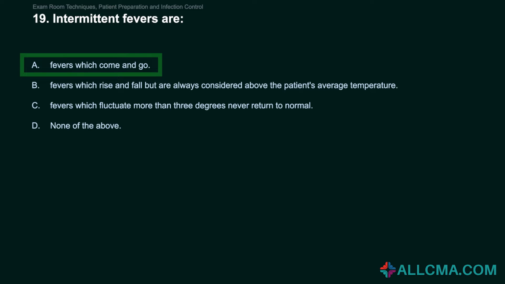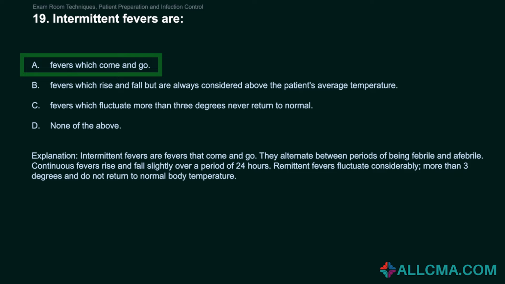Correct answer: fevers which come and go. Intermittent fevers are fevers that come and go. They alternate between periods of being febrile and afebrile. Continuous fevers rise and fall slightly over a period of 24 hours. Remittent fevers fluctuate considerably, more than 3 degrees, and do not return to normal body temperature.